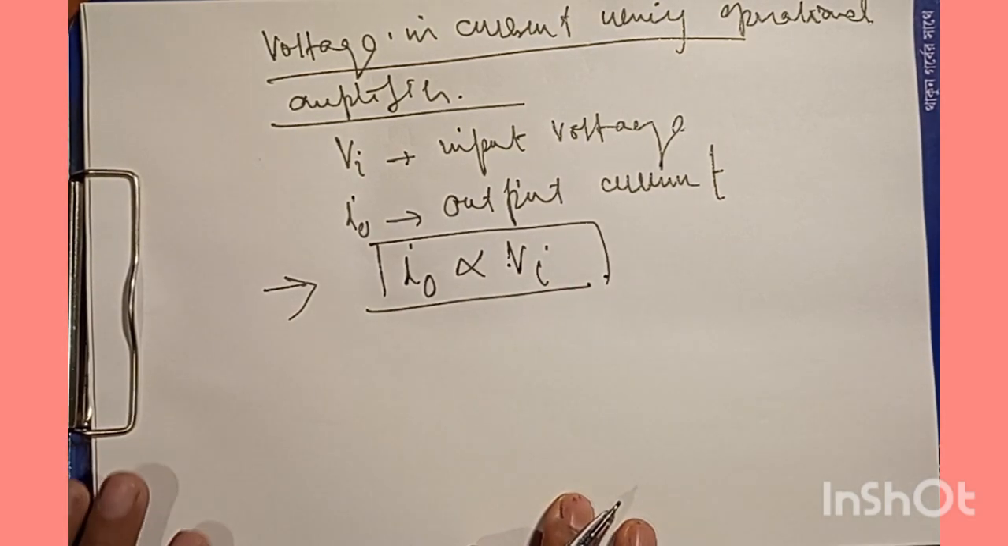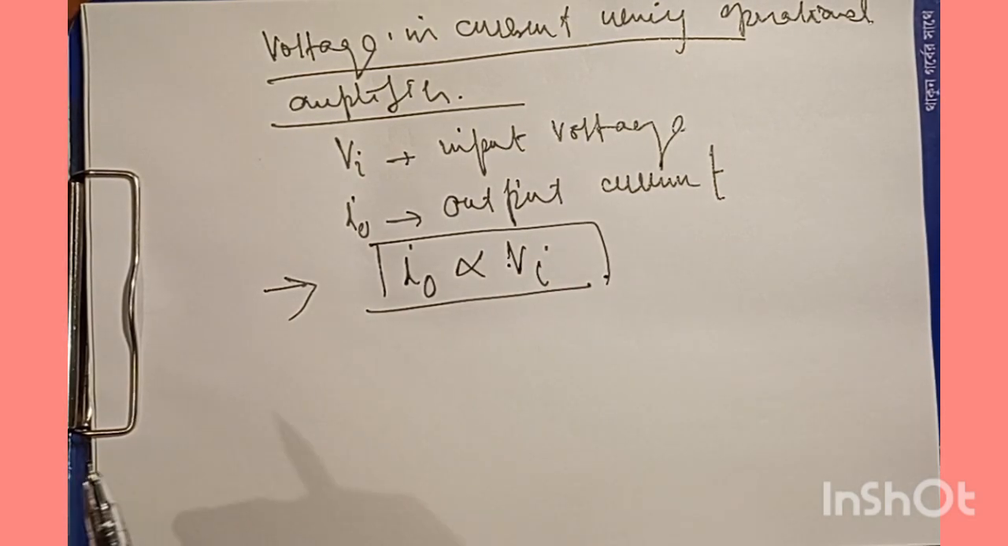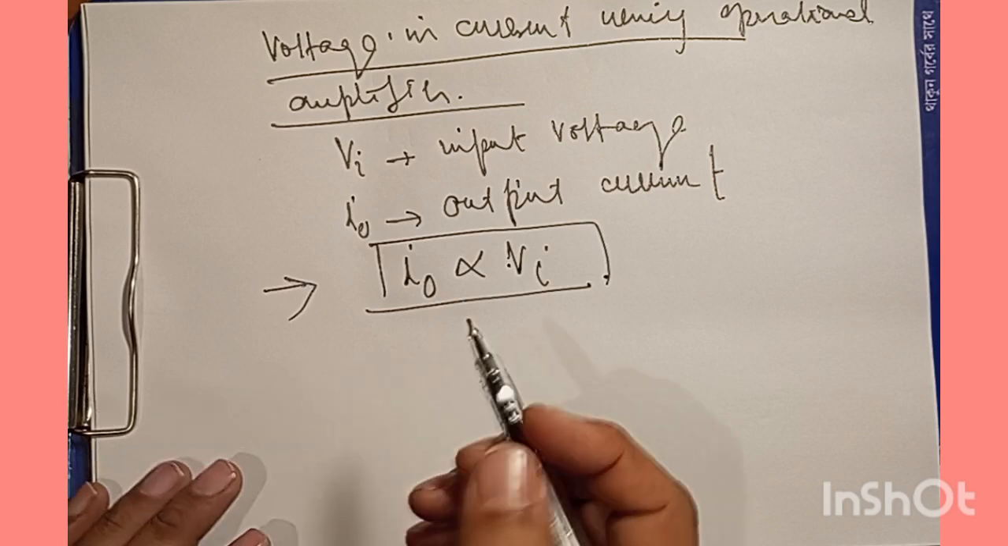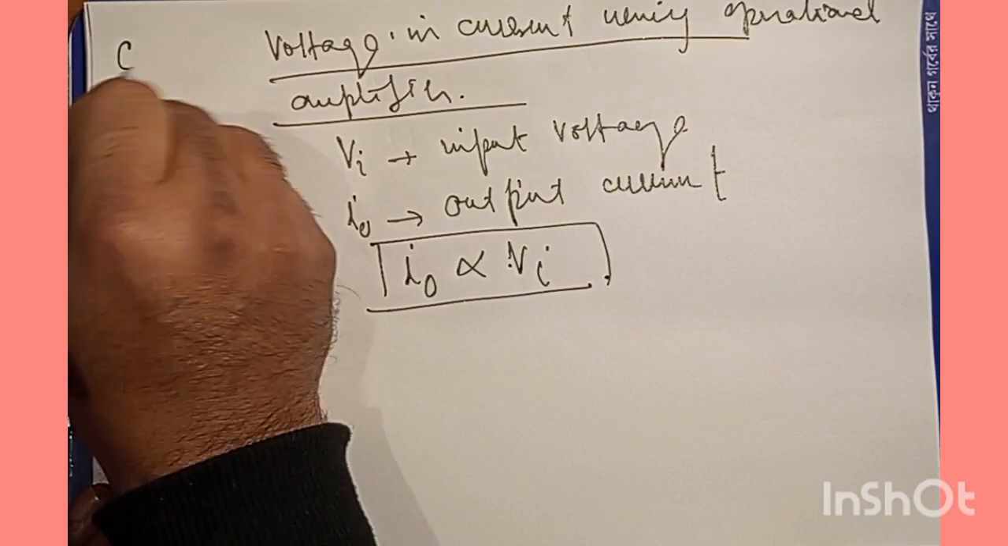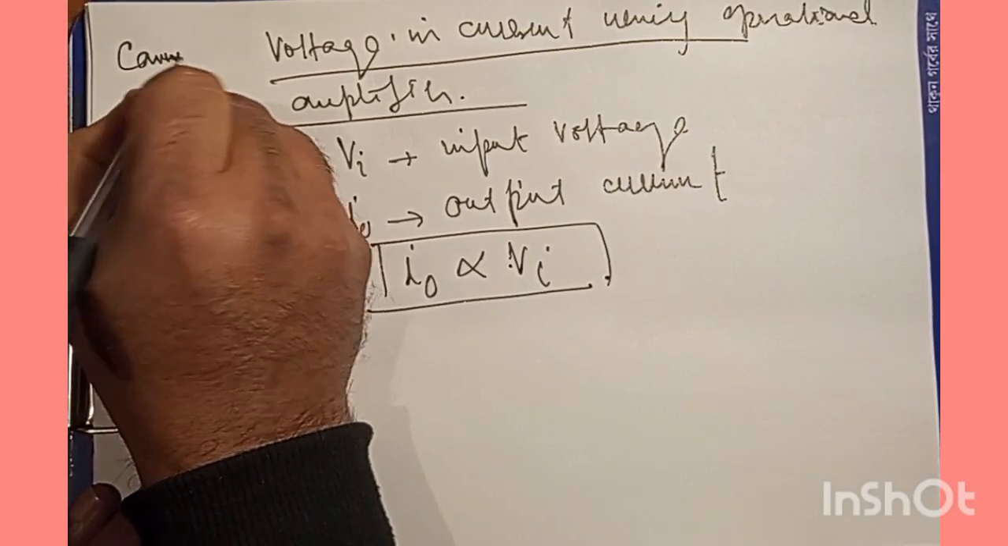The situation should be like this. The output current should be the function of the input voltage. So this is why we call it conversion of voltage into current using operational amplifier. So you can say conversion.